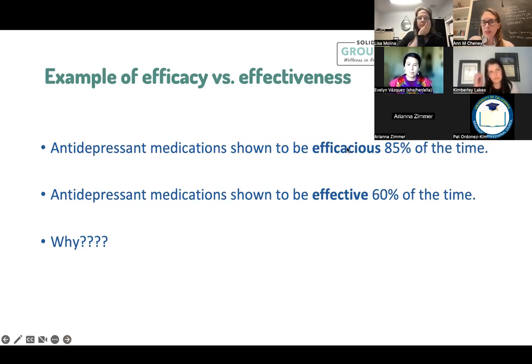So an example of efficacy versus effectiveness. Antidepressant medications are shown to be efficacious 85% of the time. Antidepressant medications are shown to be effective 60% of the time. Why is this the case? Would it have anything to do with compliance? It certainly could.